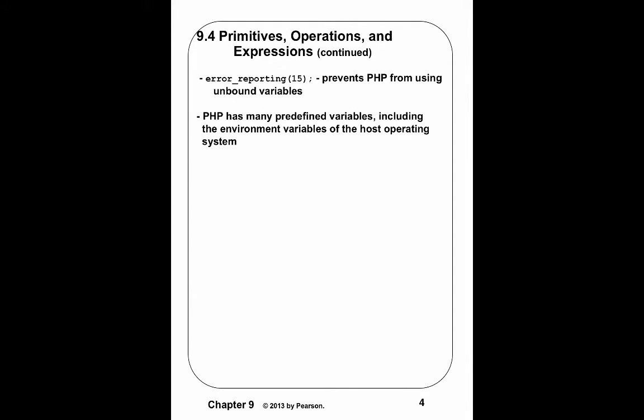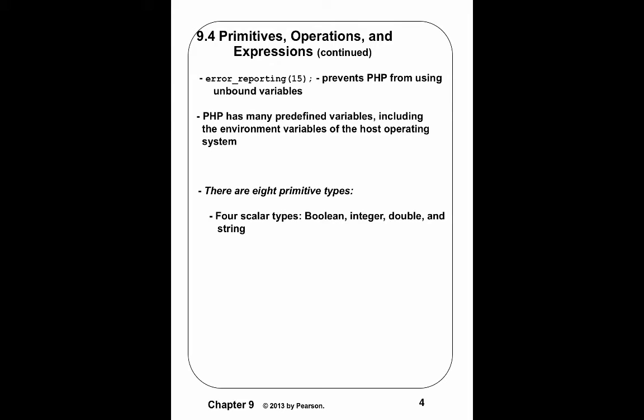Okay, and there are error codes as well. Error reporting 15 prevents PHP from using unbound variables. So this is a special PHP function you call to tell PHP not to use unbound variables. And PHP has many predefined variables, including environment variables of the operating system.